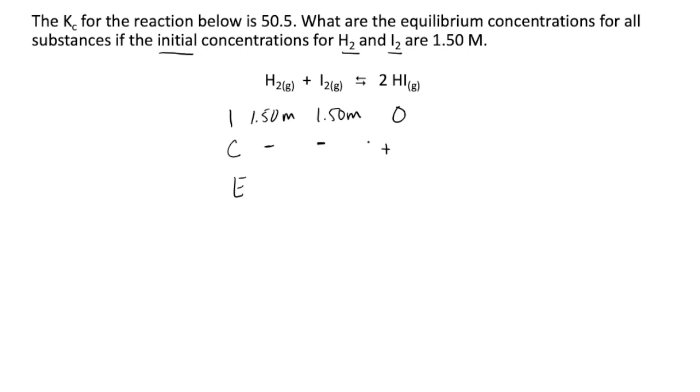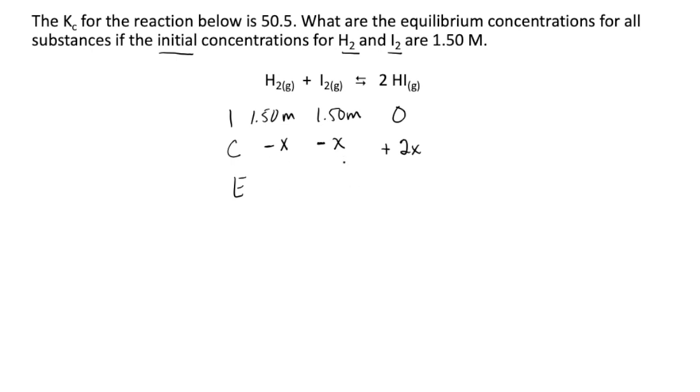The next step is to determine by how much the change will occur. And we look at our coefficients to determine the degree of change. So since we have a 1 for the coefficient for H2, then this will be 1x. Since we have 1 for the coefficient of iodine, it will be a 1x. And since we have 2 for the coefficient of HI, this will be 2x. So far, we have our initial concentrations and we have our change in concentrations.